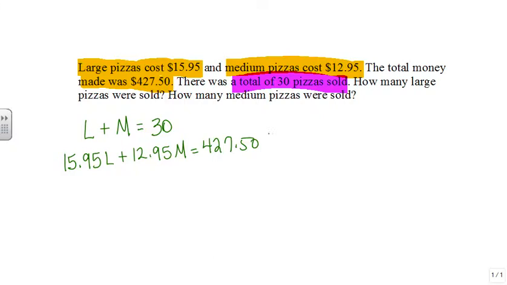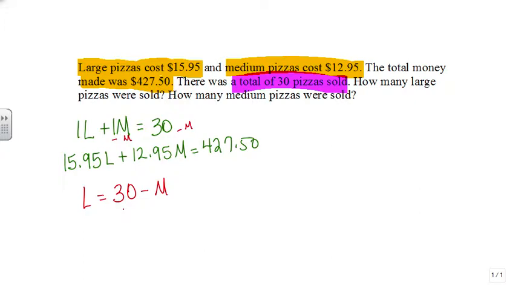So now I have my system of equations and I need to figure out how to solve them. From previous lessons, you remember that you can solve a system by graphing, by substitution, or by elimination. For this particular problem, since these represent a 1L and 1M, I'm going to use substitution. So I'm just going to solve this equation for either large or medium and then substitute it into the other equation. I'll solve for large here. That means I need to subtract the medium from both sides to get what my large equals.